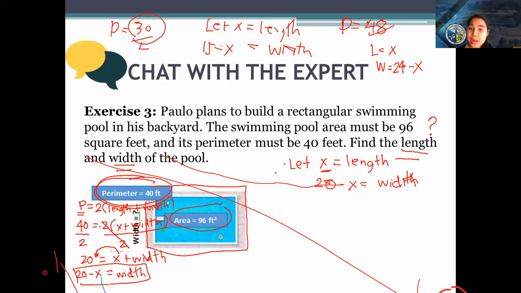Now, after you represent, let us now solve for the value of the length and the width. Remember the formula for area? It's length. Sorry, why is my pen not working? The ink is used up, ma'am. Okay, I'll change the tip of my pen later.